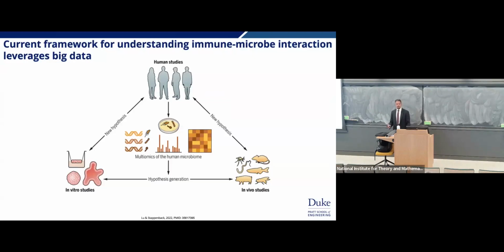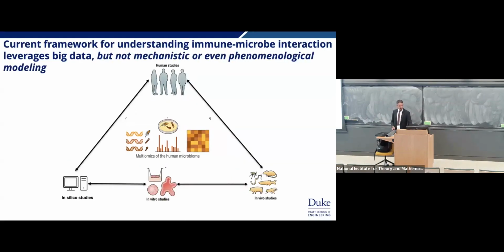The current frameworks, though, for understanding immune microbiome interaction, really focus on leveraging big data. So what they'll do is they'll take human studies, coalesce these, and through multi-omics, generate hypotheses. They might test them either in vivo or in vitro, and then kind of go back around. They're not really looking at developing mechanistic modeling. My hope is that if we can get some in silico models, right?